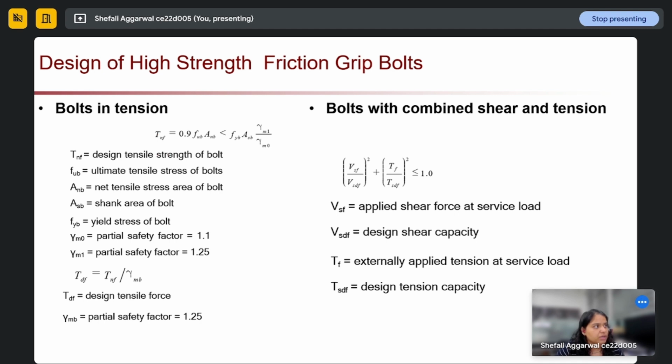In tension, this is the formula where the tensile strength of the bolt is given by 0.9 FUB ANB. FUB is the tensile strength of the bolts, and ANB is the net tensile stress area of the bolt.